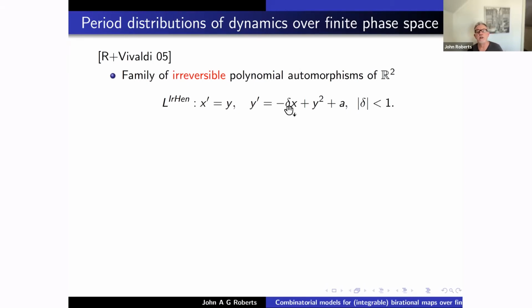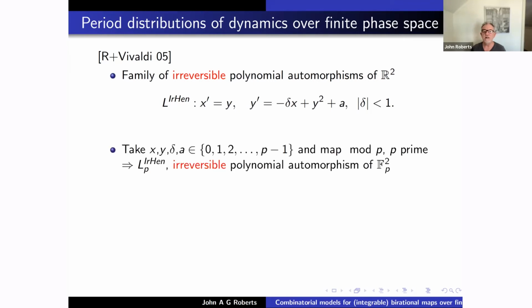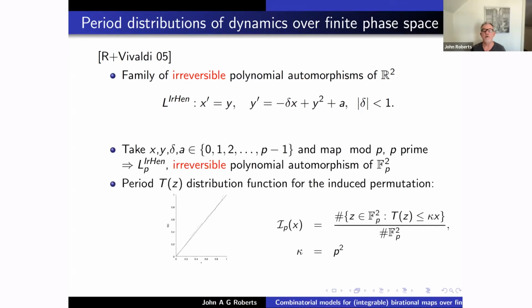All right, now, if you now slightly modify that map, and I put another parameter in here, delta, then in R2, if you take delta less than 1, this would be what's known as the Henon dissipative map, which has the famous strange attractor. For our purposes, over FP2, this is still going to induce a permutation, but it's going to be irreversible. So you do exactly the same thing, and you build a distribution function.